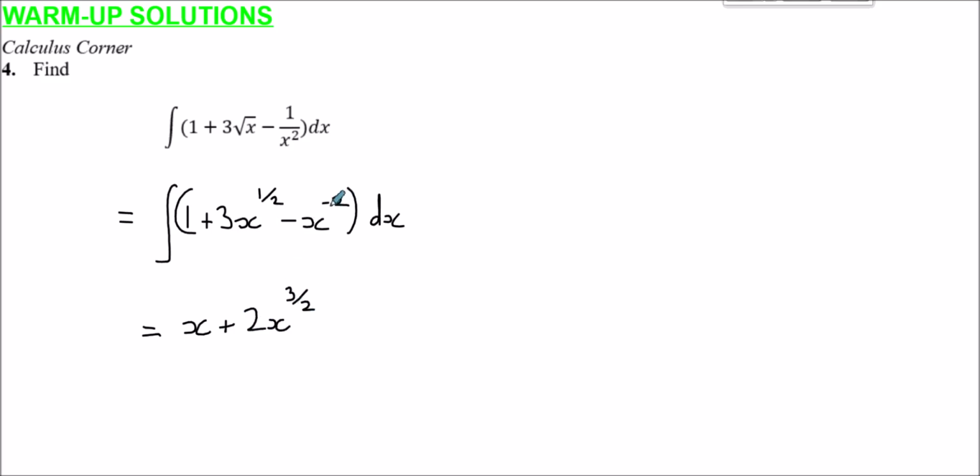And over here, x to the power minus 2, we add 1 to the power, so that becomes minus 1, and we divide through by the new power. So minus 1 divided by minus 1, we get plus 1x to the minus 1. And one thing we need to remember when we do an indefinite integral is the constant of integration. So we need to add on this c. And that's all the warm-up questions done.